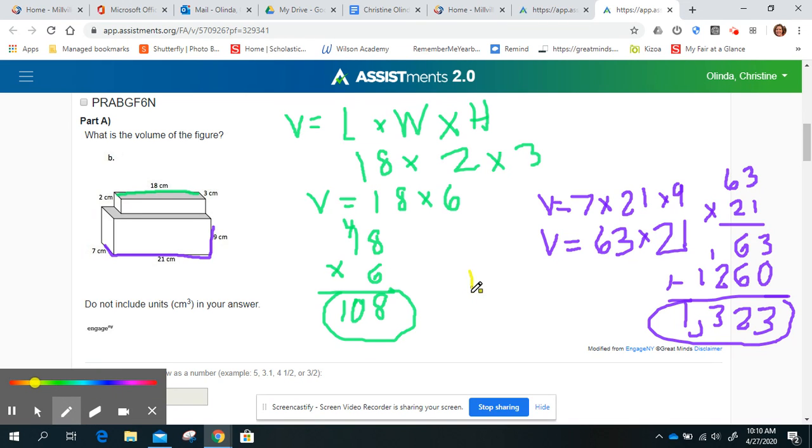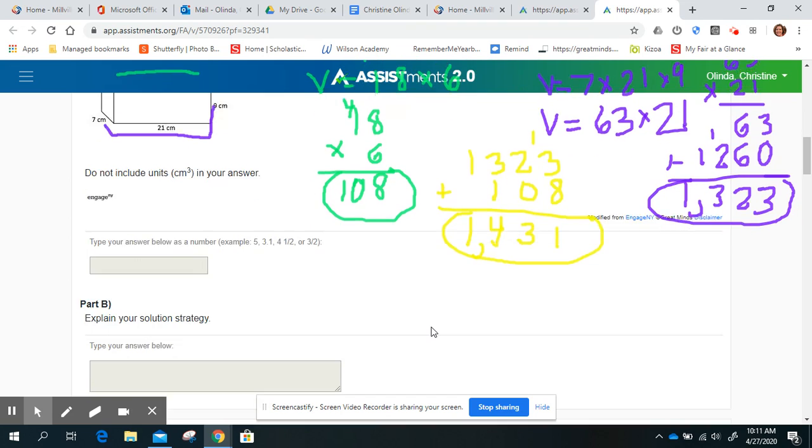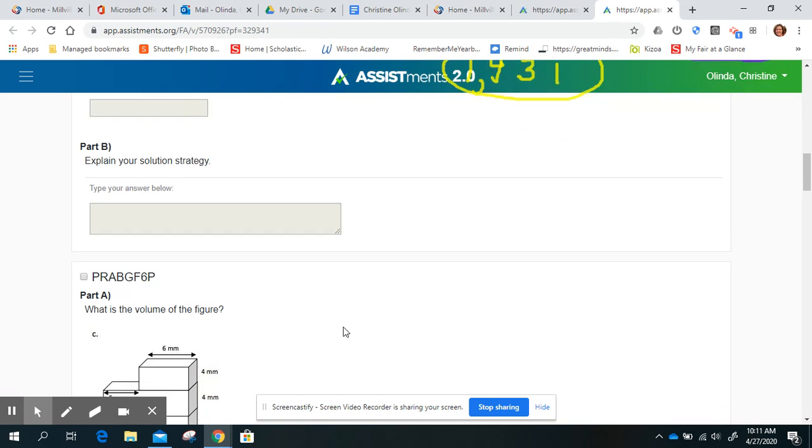And I'll use a different color. I like to put the top number as the bigger number. It's easier to add. Make sure you line them up. And my answer would be 1,431 inches or centimeters cubed. And you'll need to type that in the box. And then the same thing when you're explaining your strategy, you'll talk about how you found the volume of one figure and then the volume of the second figure, and then you added them together.